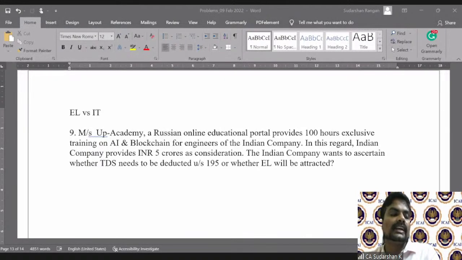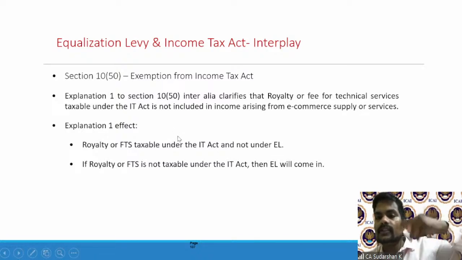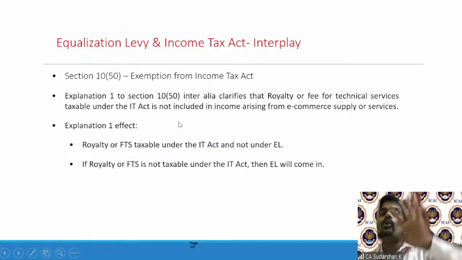So to stop this, Explanation 1 to Section 10(50) was introduced to say that if there is royalty or FTS that is taxable under the Income Tax Act, then the exemption won't attract. That is, first you have to look at whether it is royalty or FTS, and if it is taxable under the Income Tax Act, yes, then you don't need to go to equalization levy. If it is not taxable under the Act, and Act also includes treaty, then go to equalization levy.